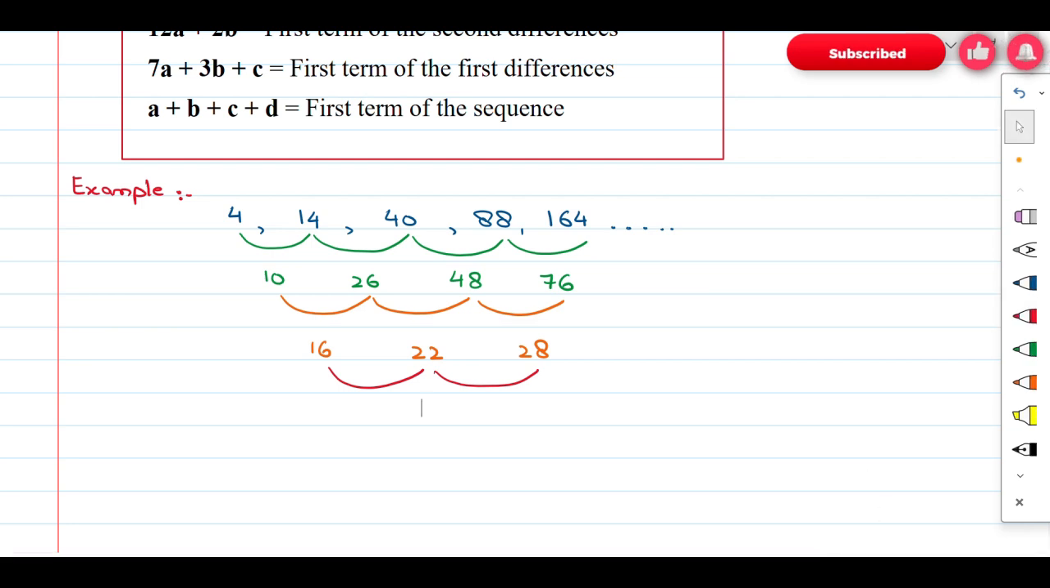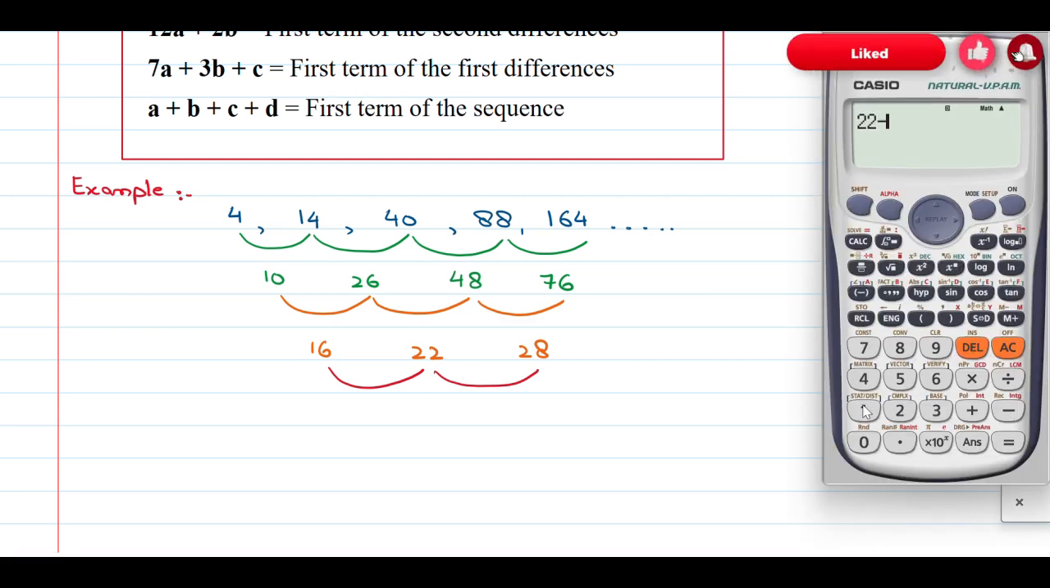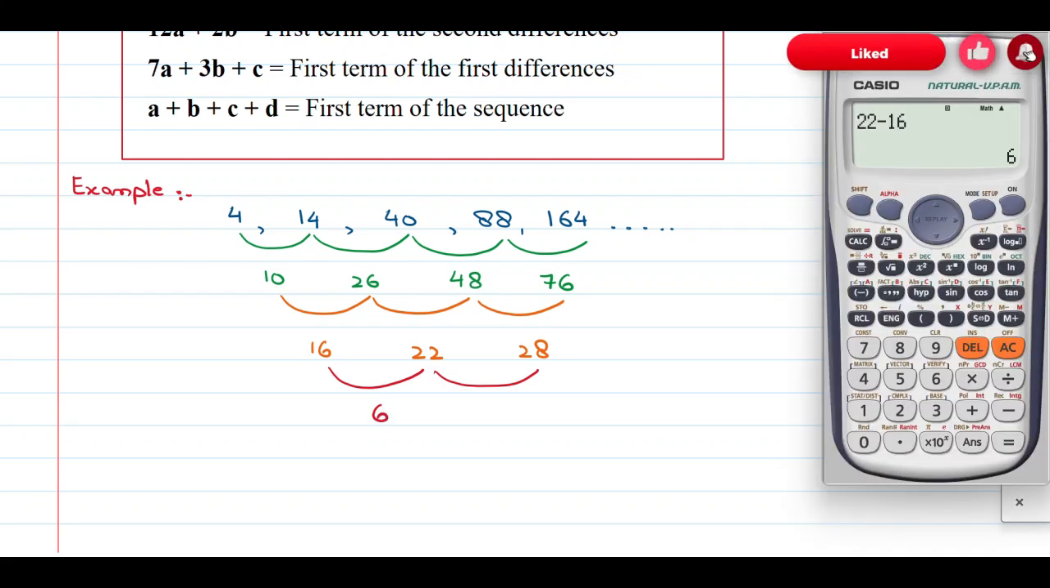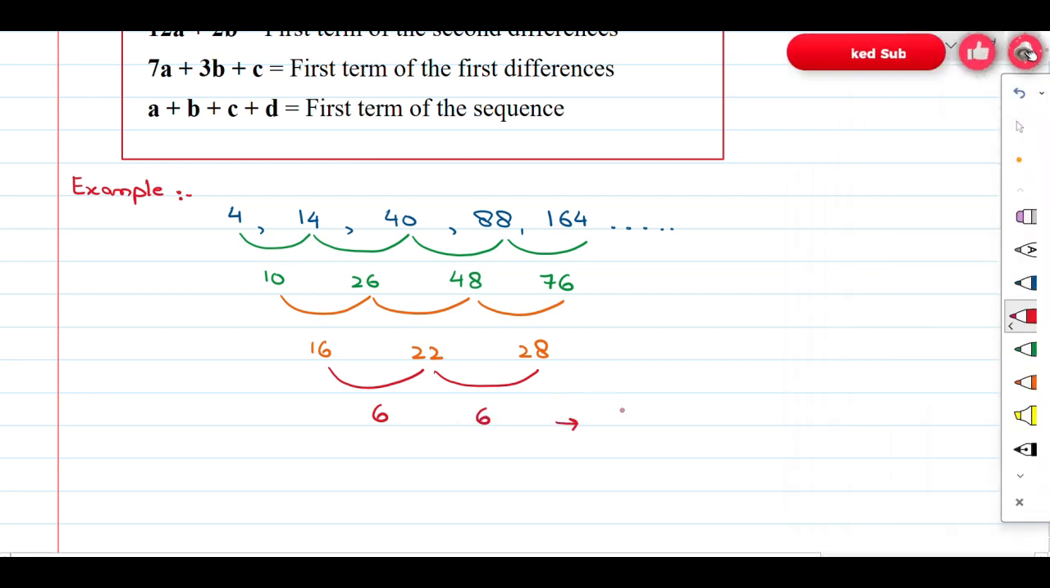Okay, the difference between 16 and 22, 22 minus 16, is 6. The difference between 22 and 28, 28 minus 22, is also 6. So the third difference is constant. When the third difference is constant, it means the sequence is a cubic sequence, all right?